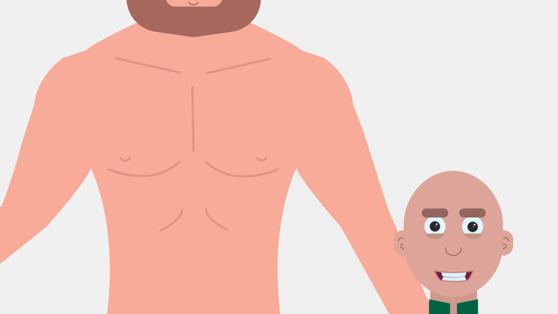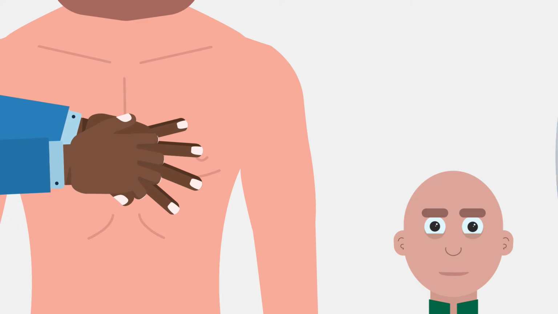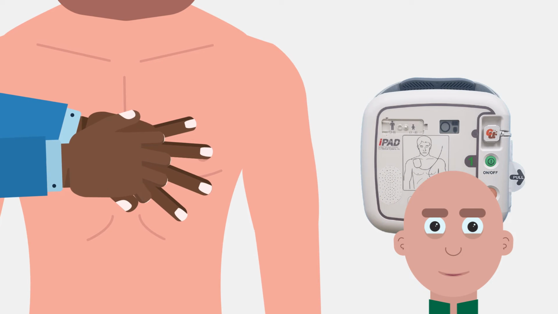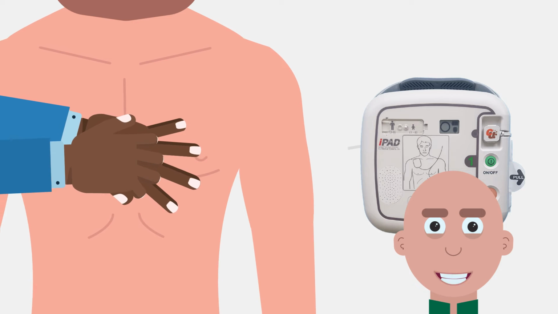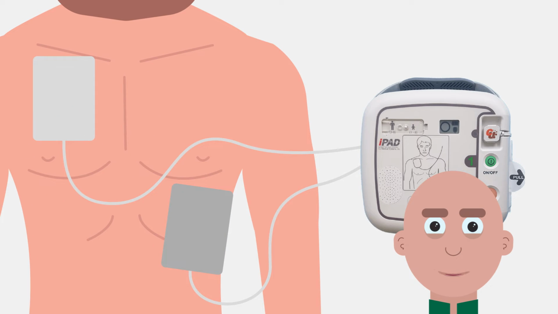At the same time, the defibrillator will give you voice prompts on what to do, such as attach the pad to the casualty's chest, removing the backing paper, apply the pads into the position shown. The first pad should be on the upper right side below the collarbone. The second pad should be on the casualty's left side below the armpit.